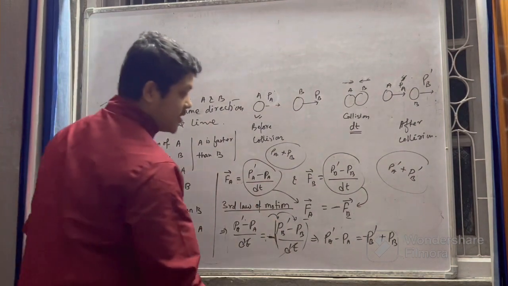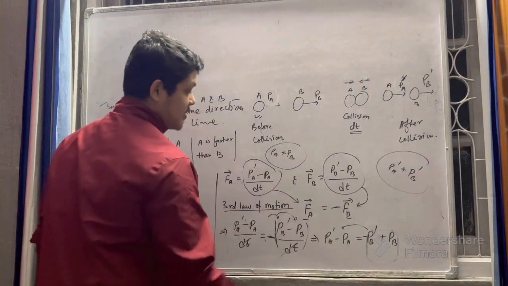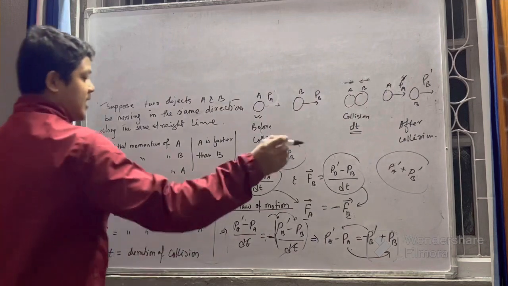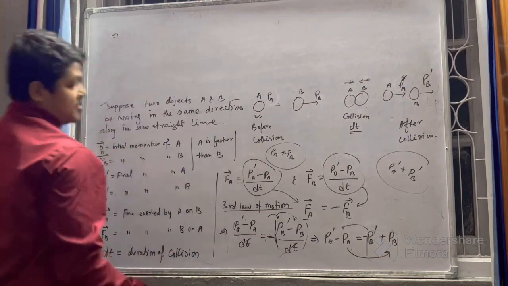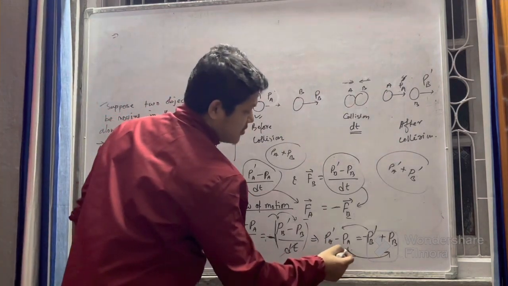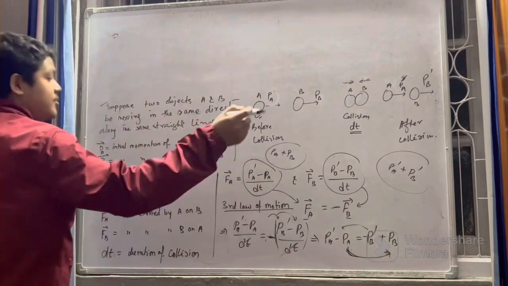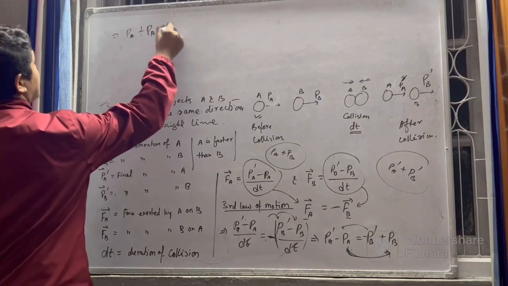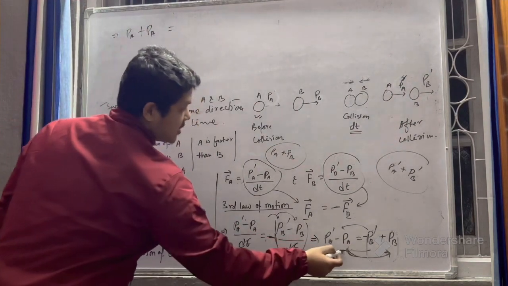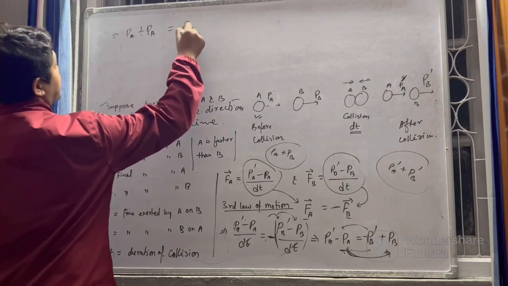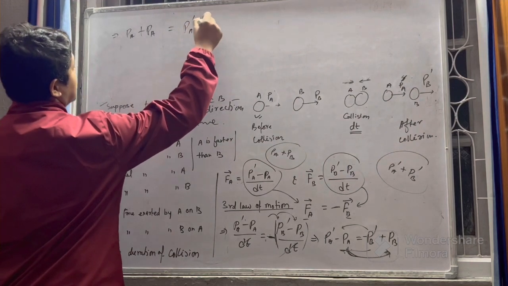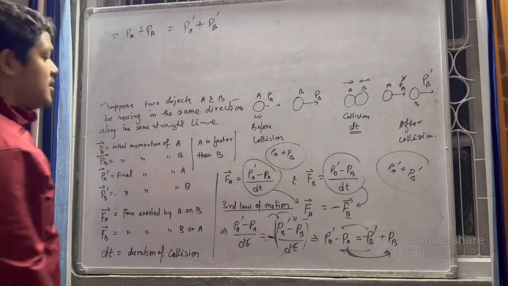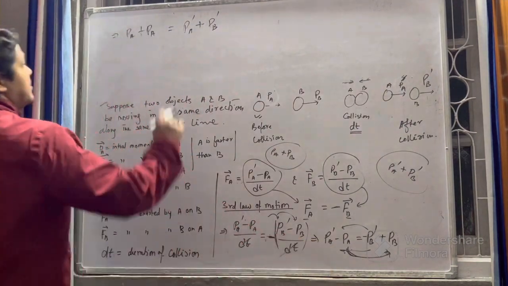So now let us bring this to this side and transfer this to that side. Let me shift this one to that side. Then what you will get? Pa plus Pb, and let us bring this one to this side. Then you will get Pa dash plus Pb dash, right? So hope you have understood from this step. It is a very simple simplification, right?